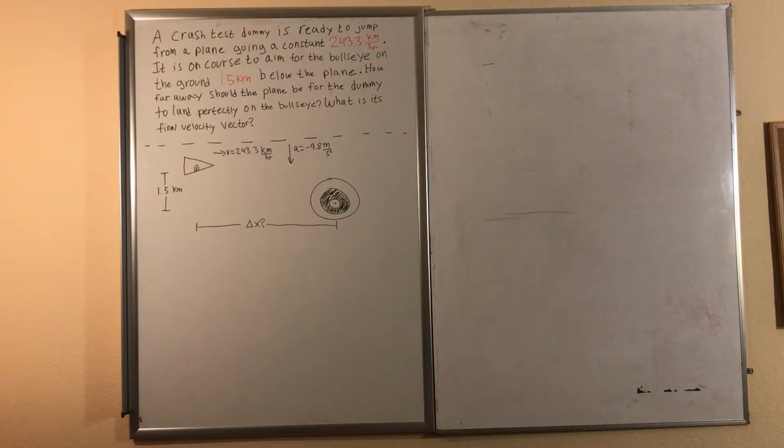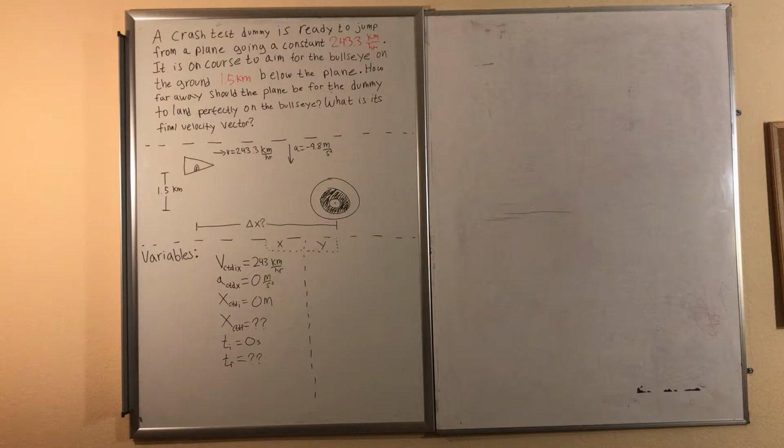With a picture, let's move on to the variables and split them between x and y direction. For x, the crash test dummy, or just CTD for short, has a velocity CTD initial of x equaling 243.3 kilometers per hour. Acceleration CTD of x equals 0 meters per second squared. The x CTD initial equals 0 meters, and the x CTD final is unknown, and exactly what we are looking for. The time initial is 0 seconds, and the time final is unknown as well.